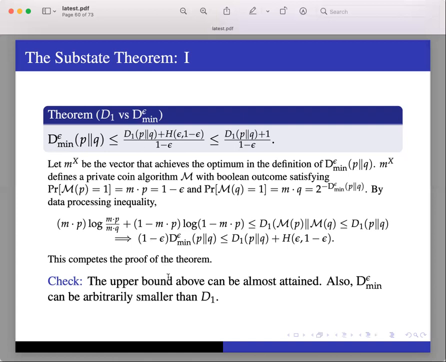This will give you a feeling about these smooth one-shot entropy quantities. So show that D epsilon min can indeed look like D1. I mean, the upper bound is almost tight. And you might be wondering why there is no lower bound. Okay. So the answer is D epsilon min can be arbitrarily smaller than D1. So that's the second check. Cook up probability distributions P and Q where D epsilon min is arbitrarily smaller than D1. So really there's no lower bound here in terms of D1. Okay. So these are two checks I leave with you. So in that sense, this inequality cannot be improved. Any questions about it?